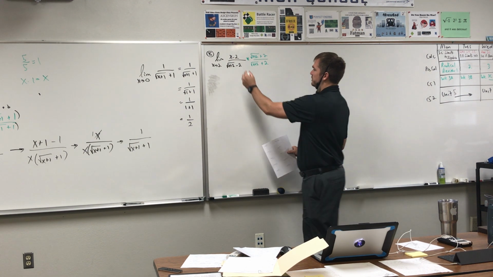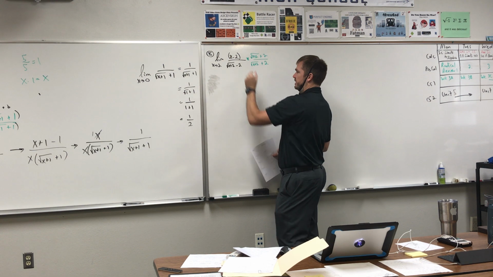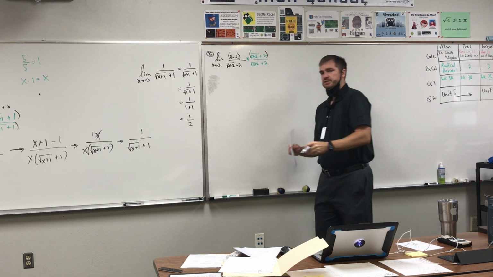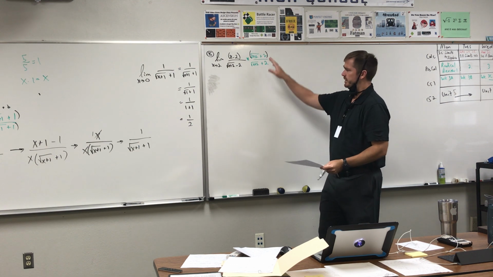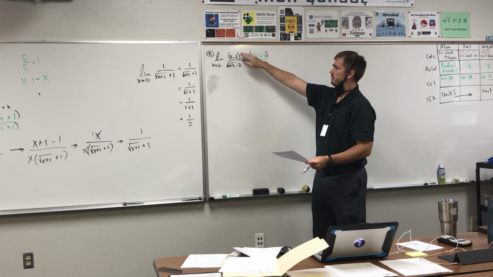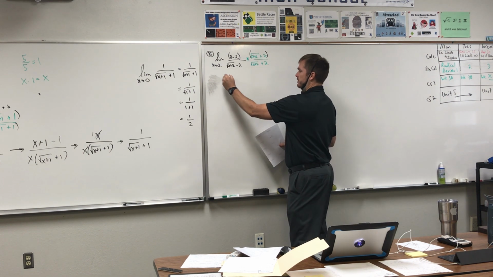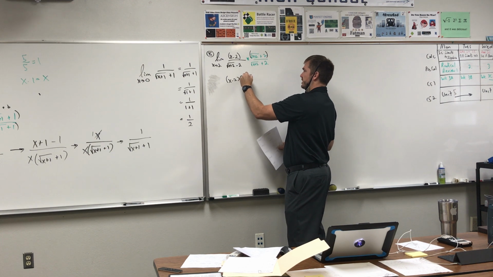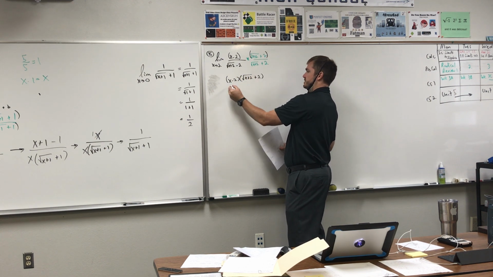Now, this one's a little bit different because I've got kind of a mess right there, x minus 2. But I'll make your life easy for you. I'll tell you right now, you don't need to FOIL any of these things, okay? So that numerator, we're just going to leave that in factored form. So I'm going to leave that as x minus 2, and I'm going to leave this as the square root of x plus 2 plus 2.